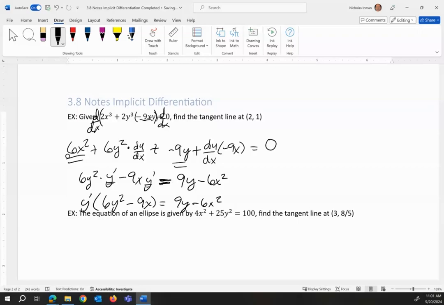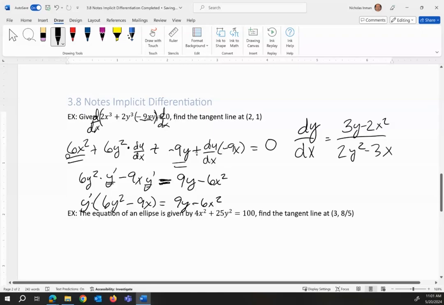Now we just have to move that 6y squared minus 9x to the other side. It's being multiplied, so we will divide. So the top would be this 9y minus 6x squared over this thing, 6y squared minus 9x. Now we could reduce all of these things by 3. 3 goes into 9, 6, 9, and 6. But if you didn't, not that big of a deal.